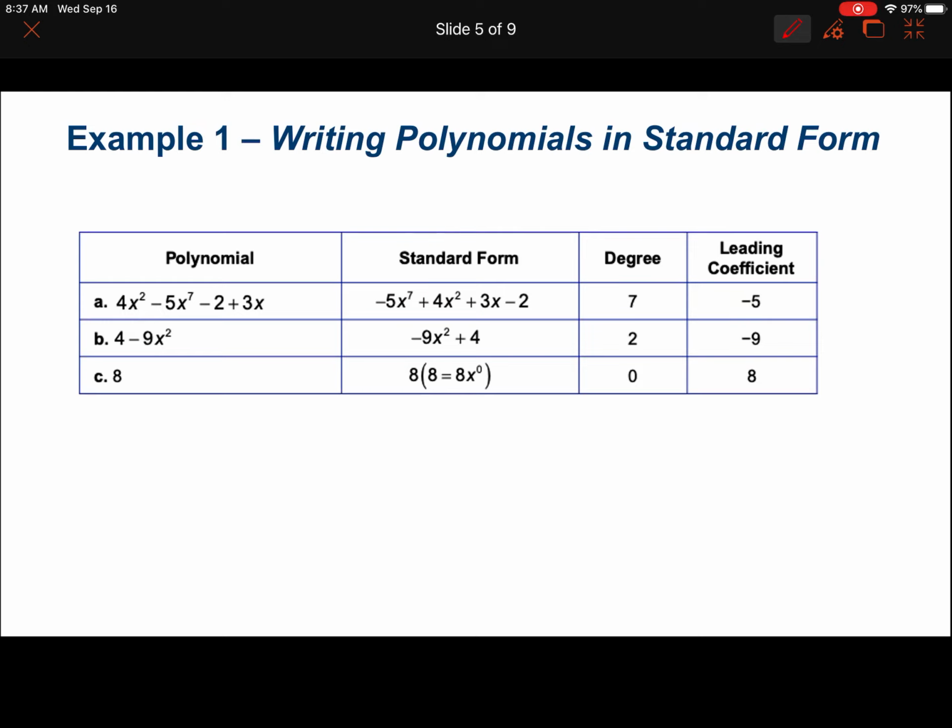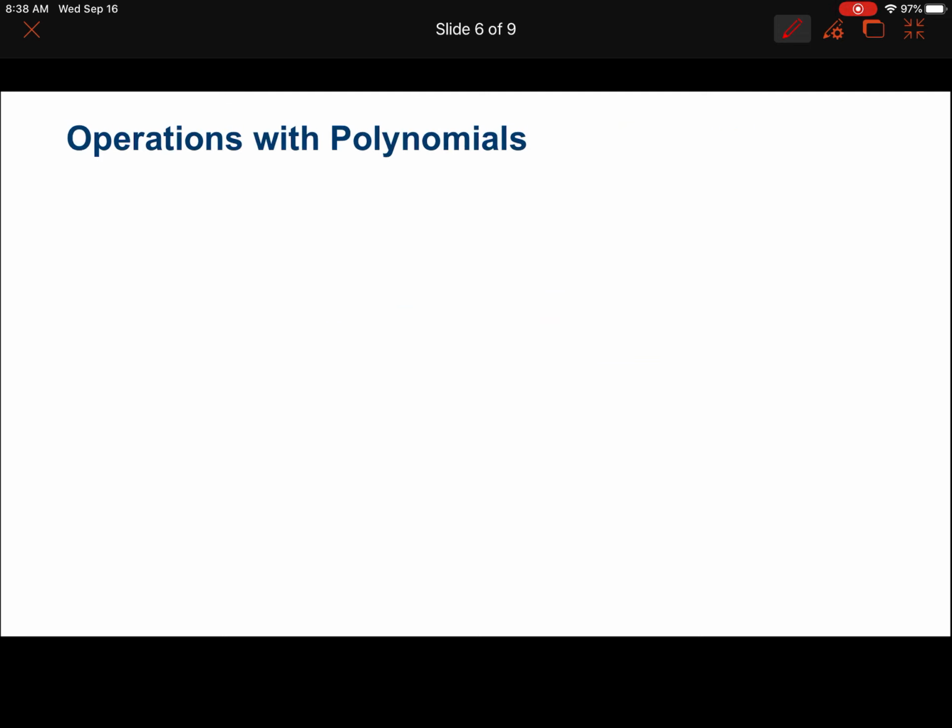So the next is just a chart with some different examples. It tells you the leading coefficient. Notice the leading coefficient is the number in front of the largest exponent. And then this is taking a polynomial and rewriting it in standard form. We always want to write our answers like this in standard form. Your homework is going to ask you to do that. So if you don't put it in standard form, the computer will count it wrong. So keep that in mind.